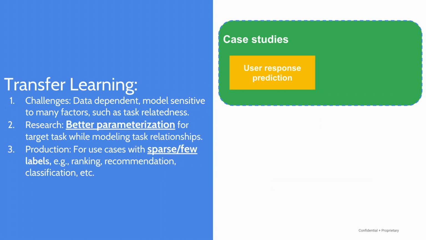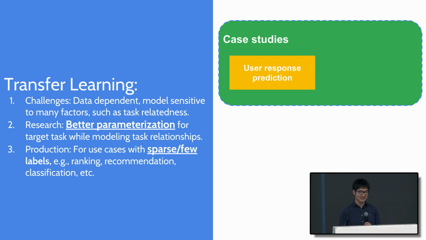Now we're going to switch gears to talk about some transfer learning approaches and use cases, where we can see it shares a similar challenge as multitask learning, in that all of these machine learning algorithms are quite data dependent. It's also based on factors such as the ratio between the source task and target task.